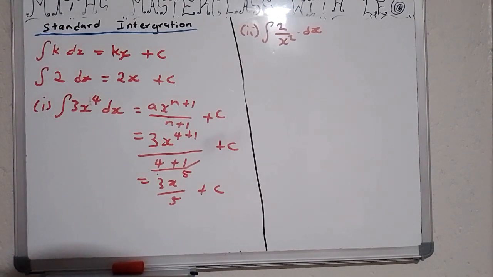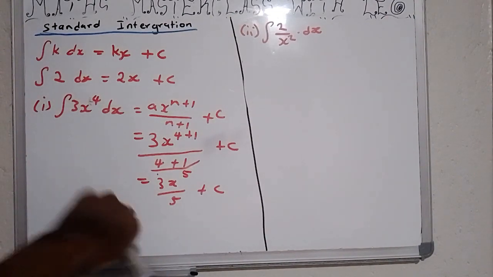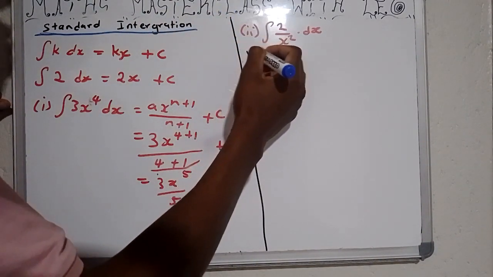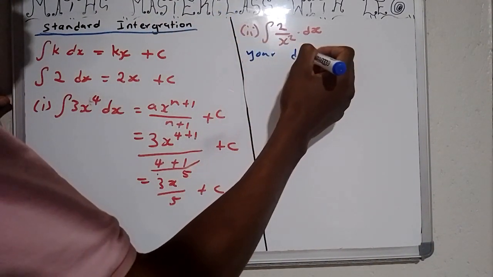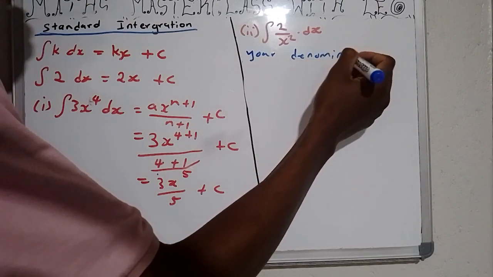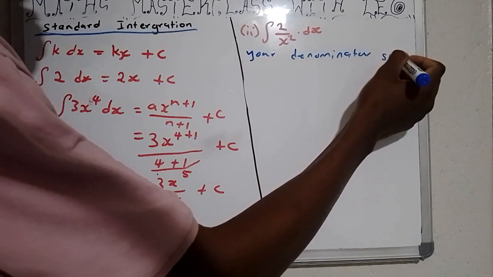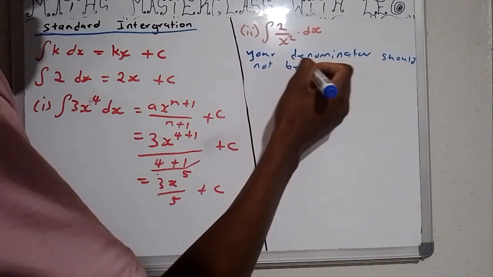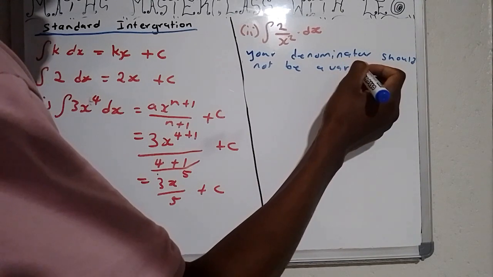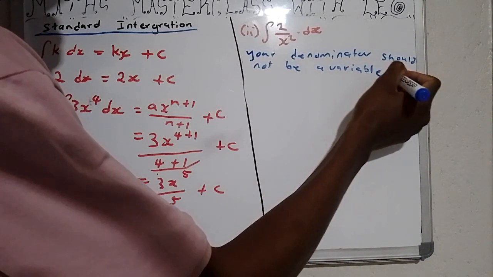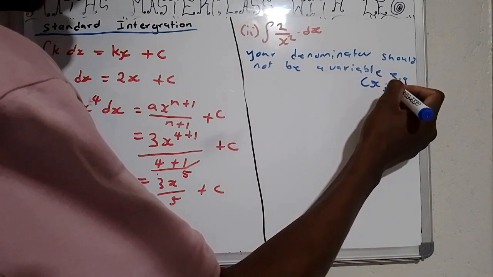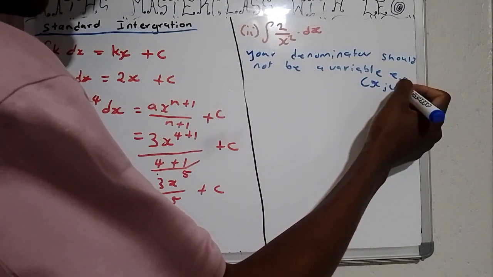So things that you need to know when you integrate: your denominator should not be a variable, for example in brackets x, y, and so forth, right?